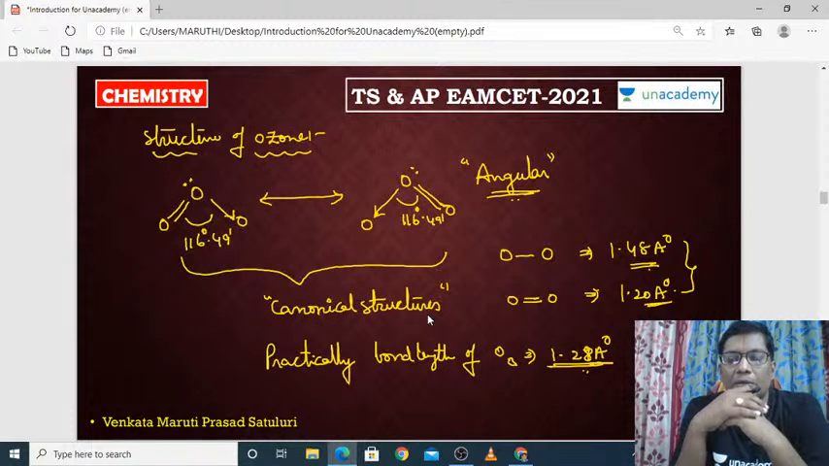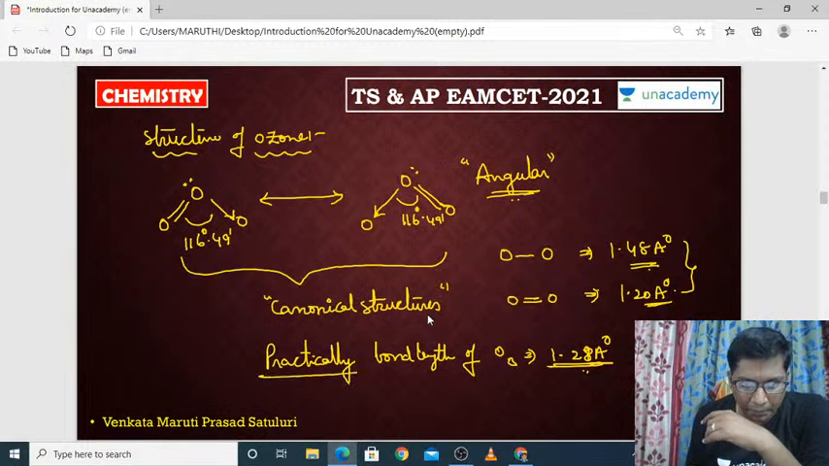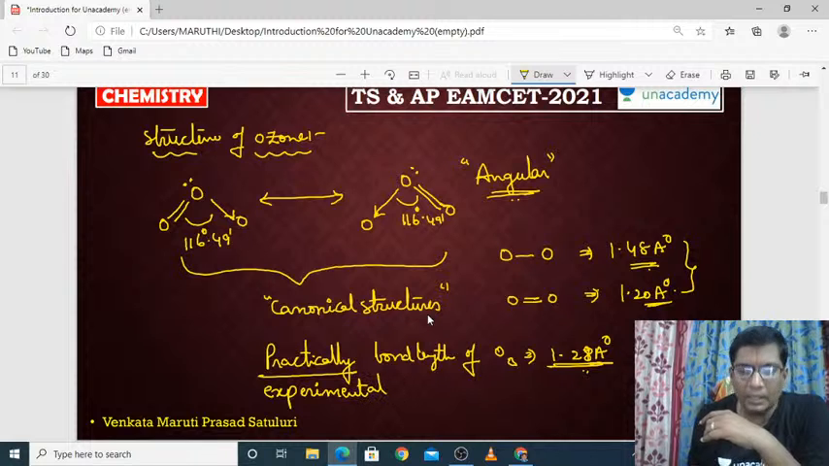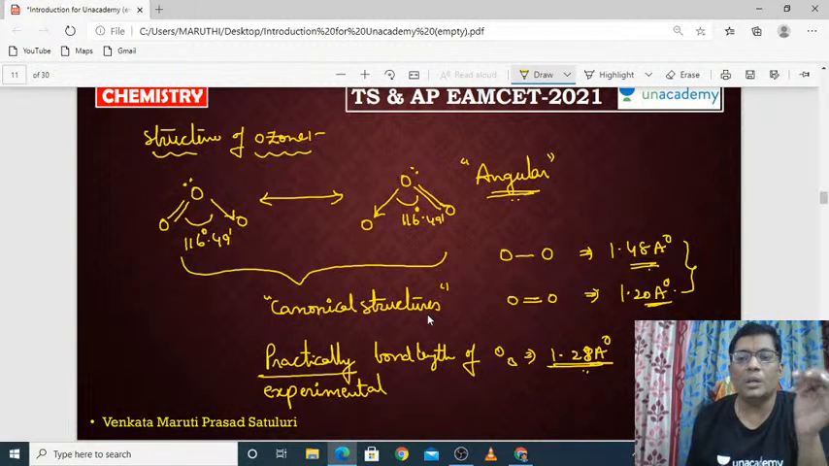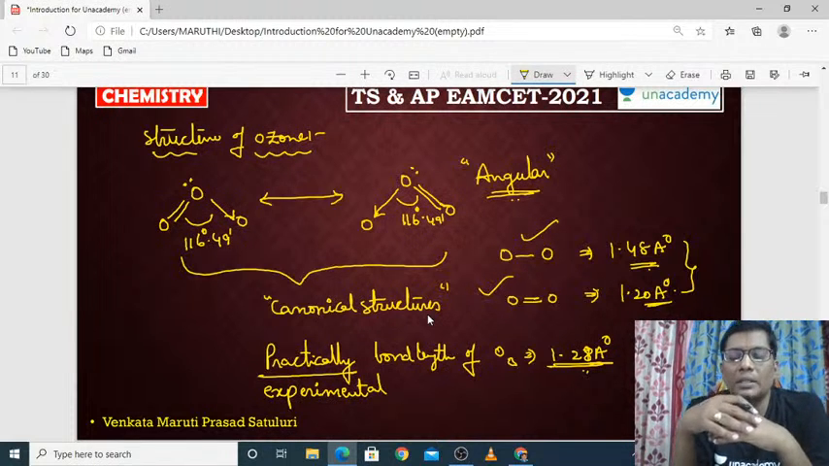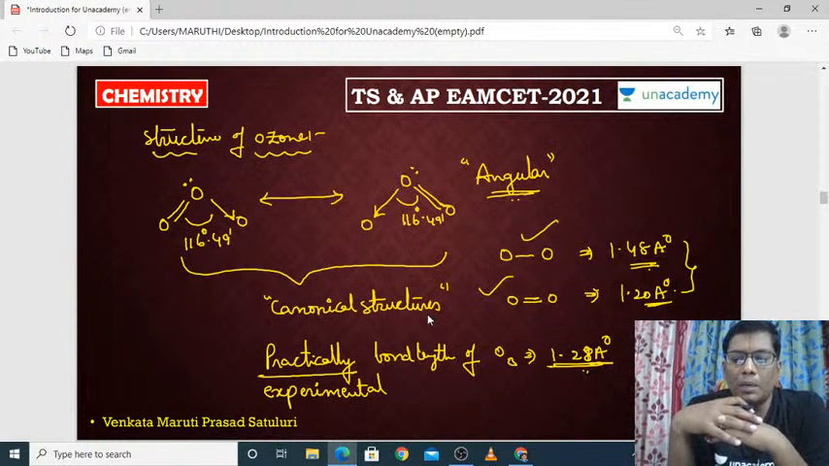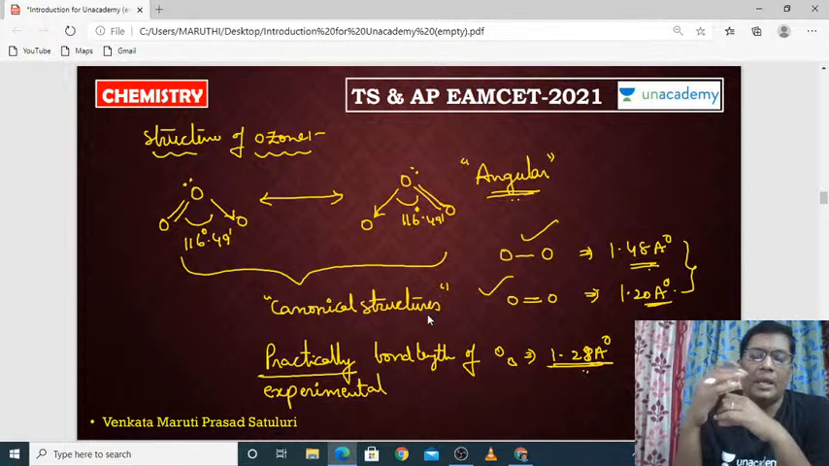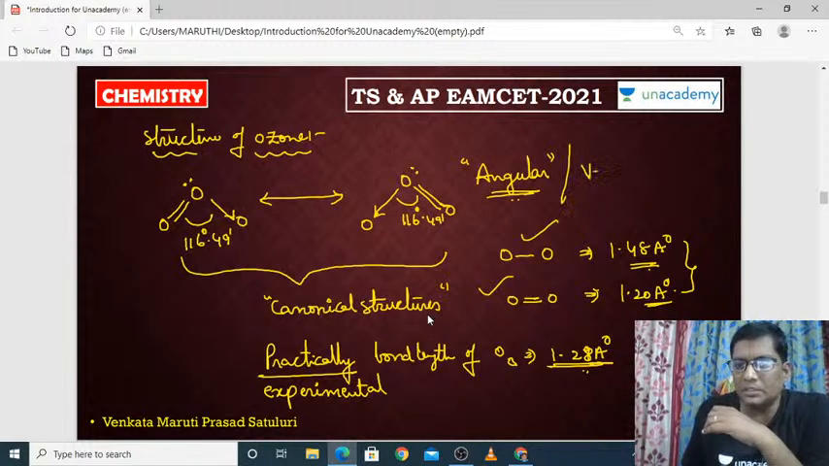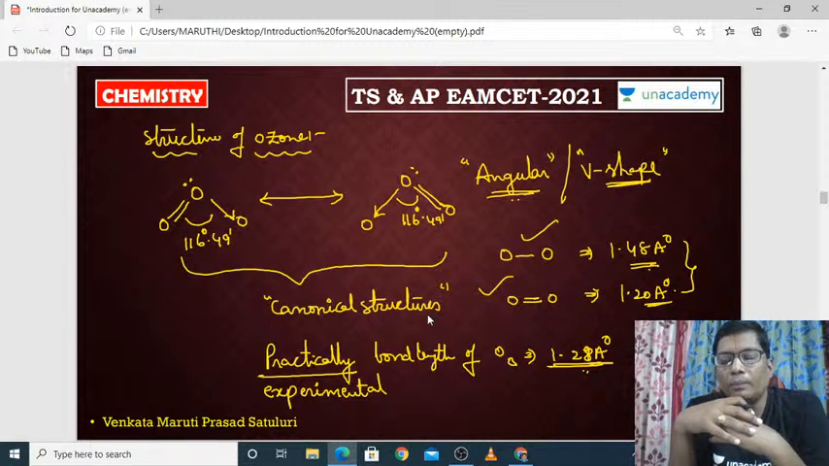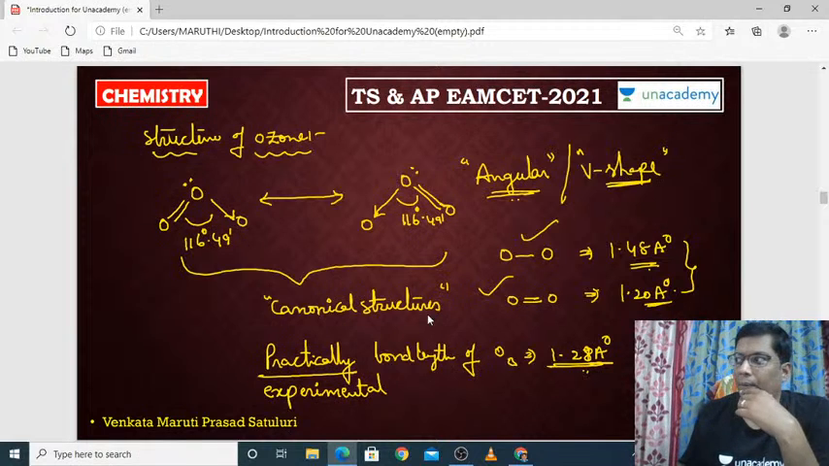So we can say that the experimental bond length of O3 is 1.28 angstrom units. It is in between a single bond and a double bond. The single bond length is 1.48 angstrom units, and the double bond length is 1.20 angstrom units. And the shape is angular, or otherwise the shape is V shape. This is all about ozone and its preparation and properties.